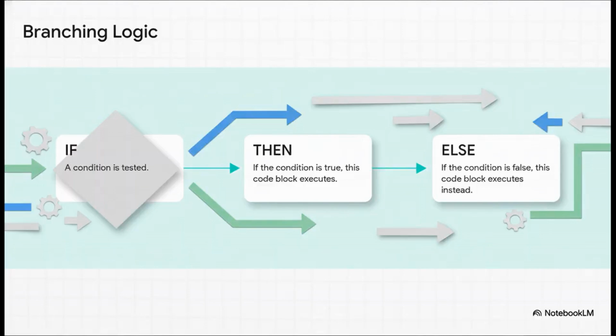It works with a really simple structure. If a certain condition is true, then the program does this. Else, it does something totally different. The key thing to remember, as the guide points out, is that the program only runs the code for the first true condition it finds. It makes a choice, and then it moves on.